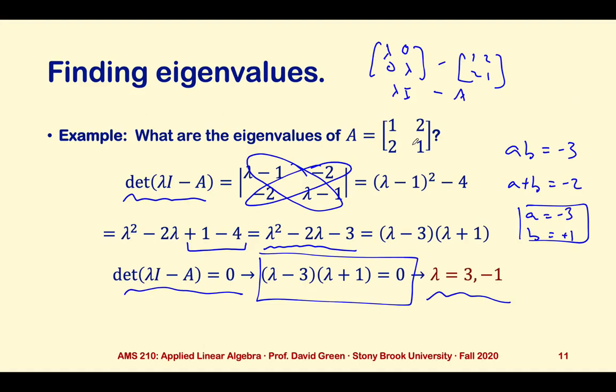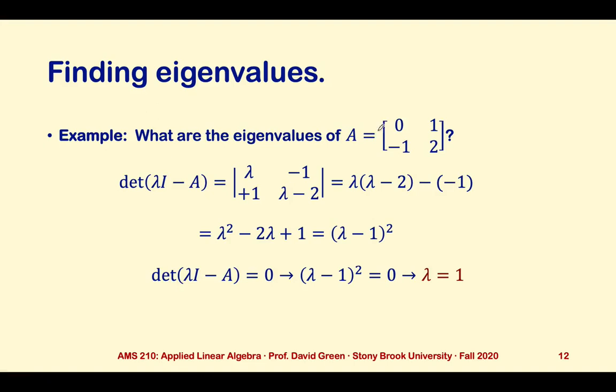Let's go through another example. What are the eigenvalues of this matrix? This is now not a symmetric matrix, and it doesn't have equal values on the diagonal either. Let's take a look at how we do this.